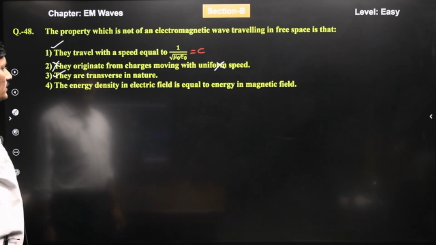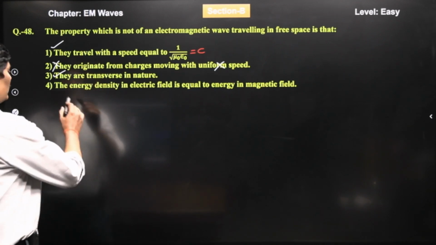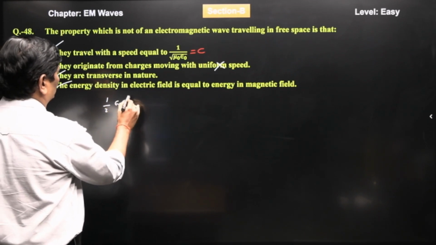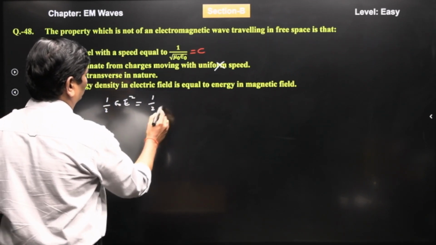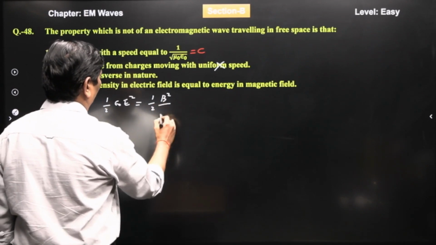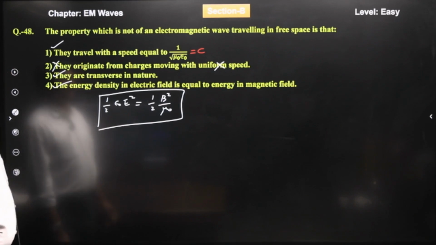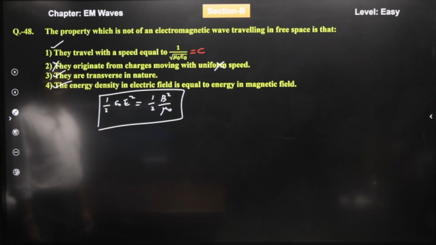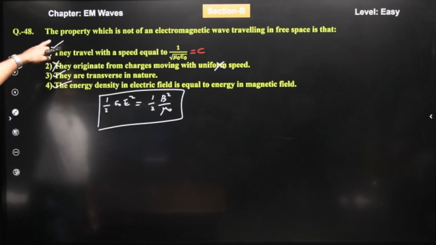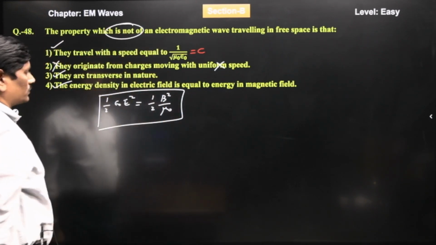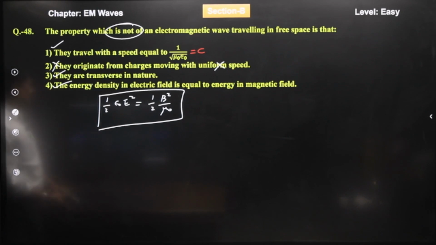And the next one, the energy density in the electric field is equal to the energy density in the magnetic field. That is also true. Energy density: half epsilon naught E square, half B square by mu naught. These are the energy densities in electric and magnetic fields. They are equal. That is also correct. So, the wrong one, we are asked to identify which is the odd one out. The second one is odd. Okay.